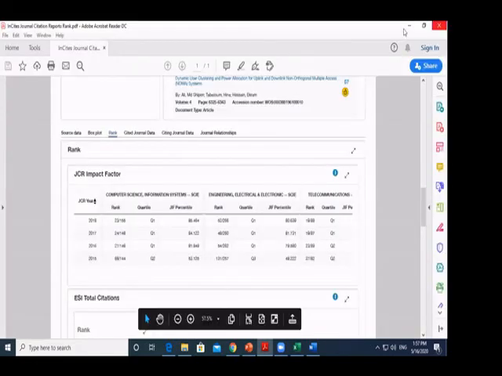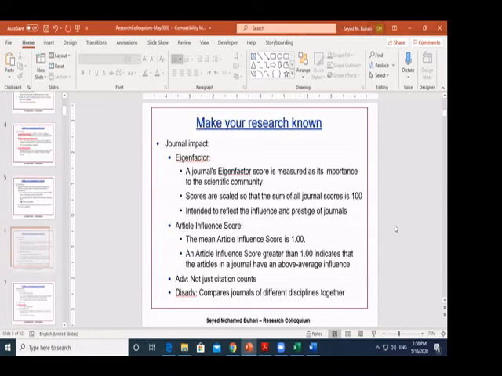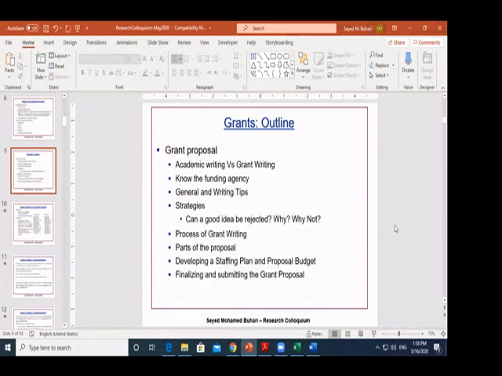So in summary today, what we have covered until now: we have seen author impact, journal impact, the various indexing authorities they have, and the factors we have to look for when you want to apply for grants. How a grant is different from academic writing, we have seen that part. We have also seen what aspects they look for when you submit a grant. That's all from me.